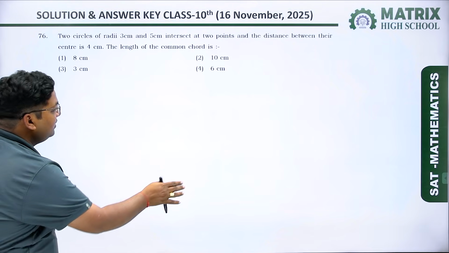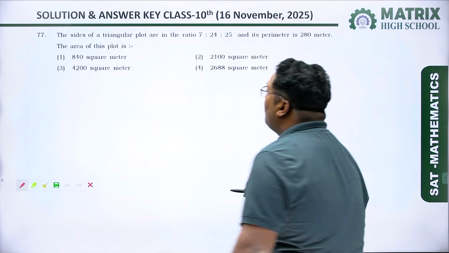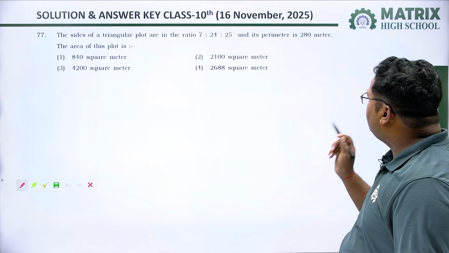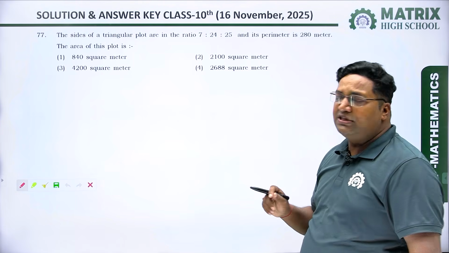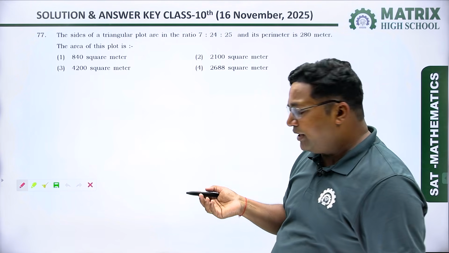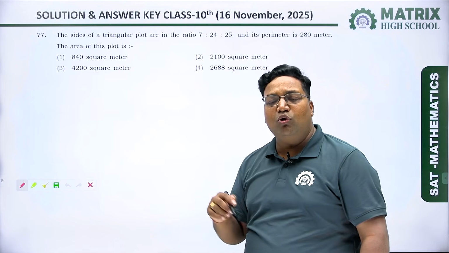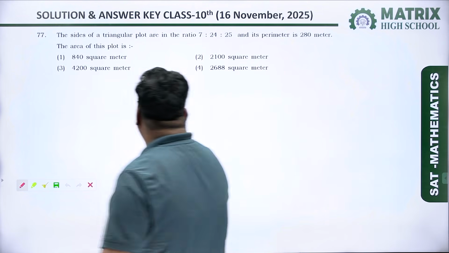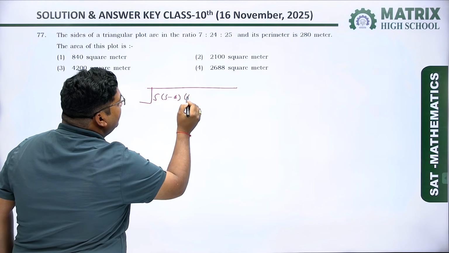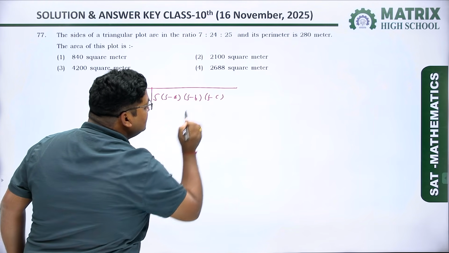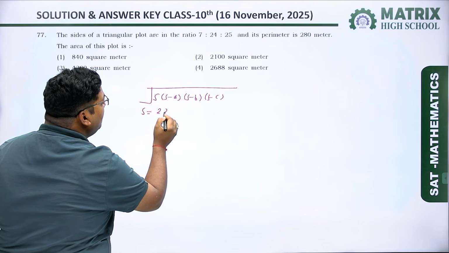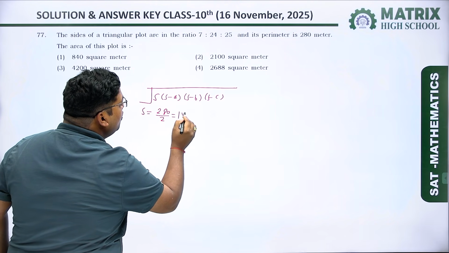Now coming to the next question. The sides of a triangular plot are in the ratio 7:24:25 and its perimeter is 280 meter. The area of this plot is. So here ट्राइंगुलर प्लॉट की साइड्स का रेशियो हमें गिवन है. सो हम यहाँ पे एरिया निकालने के लिए हीरोन्स फार्मूला का यूज करेंगे. सो हीरोन्स फार्मूला आपका होता है अंडर रूट ऑफ S इंटू S माइनस A, S माइनस B, S माइनस C. Here S means semi perimeter and semi perimeter is 280 upon 2 which is equal to 140.